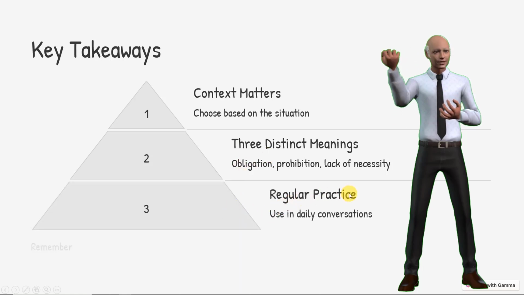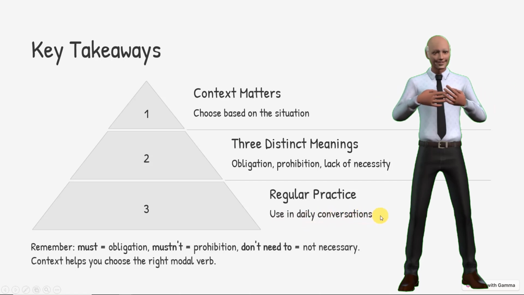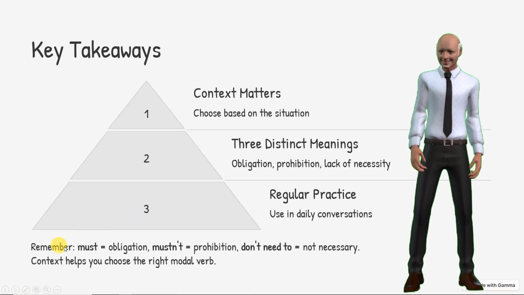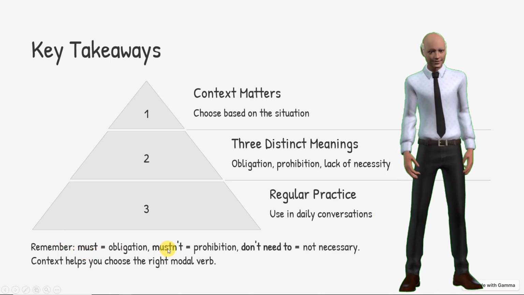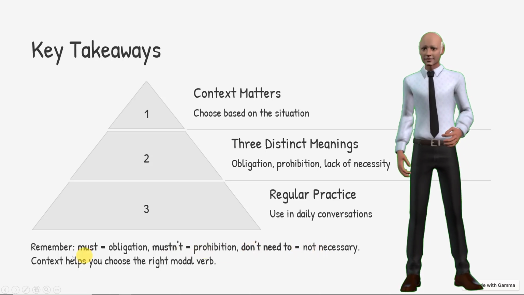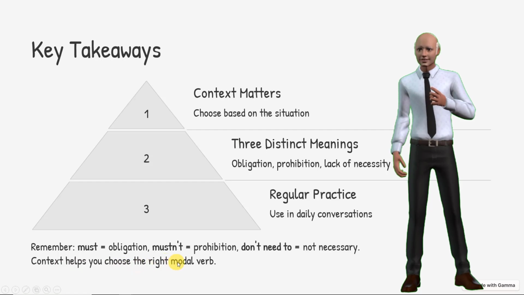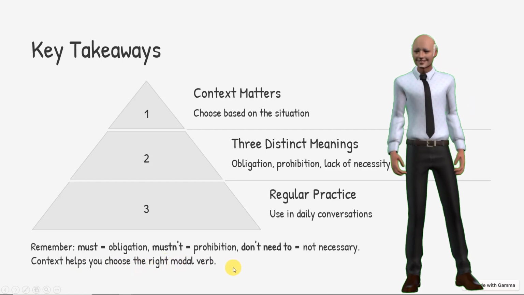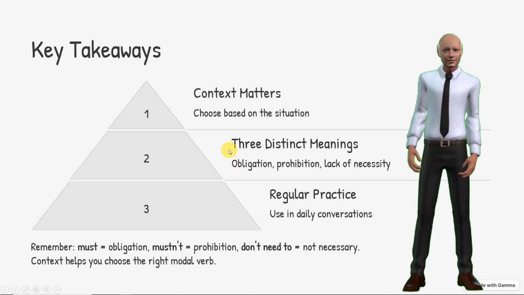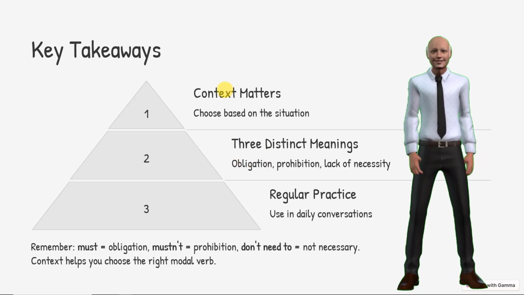Thirdly, regular practice. Use in daily conversations. Guys, I've been telling you always, every lesson I'm telling you to practice what you have learned. Remember, a must is obligation, a mustn't is prohibition, and don't need to is not necessary. Context helps you choose the right modal verb. Right, guys, and that's what we've been talking about the whole time over here in this lesson. And that is the context matters on how you'll be using these verbs.